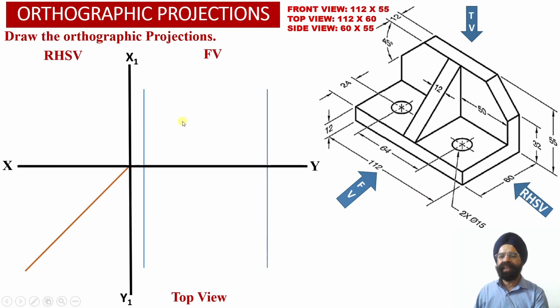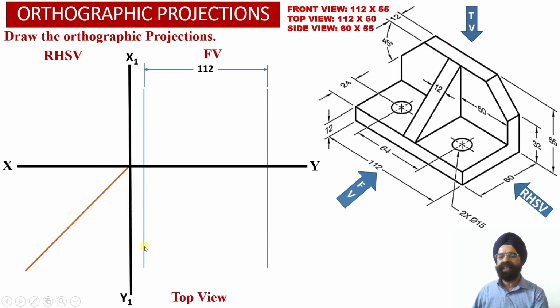So we have marked this width into the front view projections over here. Here we have drawn two vertical projector lines which are separated by a distance equal to the width of the solid, 112 millimeter. These two vertical projector lines we have marked into the front view projections, and we have extended them into the top view projections as well.